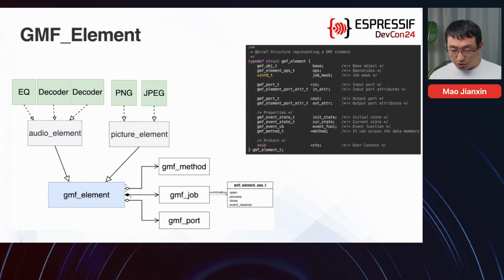Audio element instantiated classes include decoder, encoder, EQ, mixer, resampler, and other audio algorithms. Picture element classes include JPEG encoder and decoder, PNG decoder, and more. GMF port is the data input and output port for an element. An element has at least one port, and the port's connectivity is defined by the element itself.